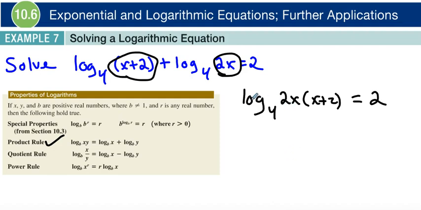Now, when you have a log on one side, it's pretty common that you write this from logarithm form to exponential form. If I rewrite this in exponential form, I do my base and I raise that to the power of what it's equal to. So that's 4 to the power of 2, and that's equal to this product. I'm just going to go ahead and multiply that through right now. So 2x squared plus 4x.